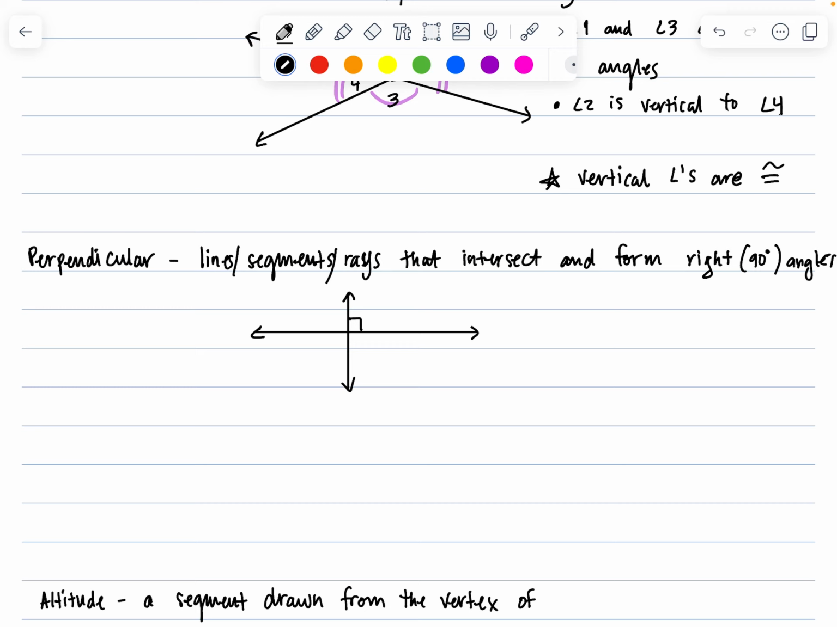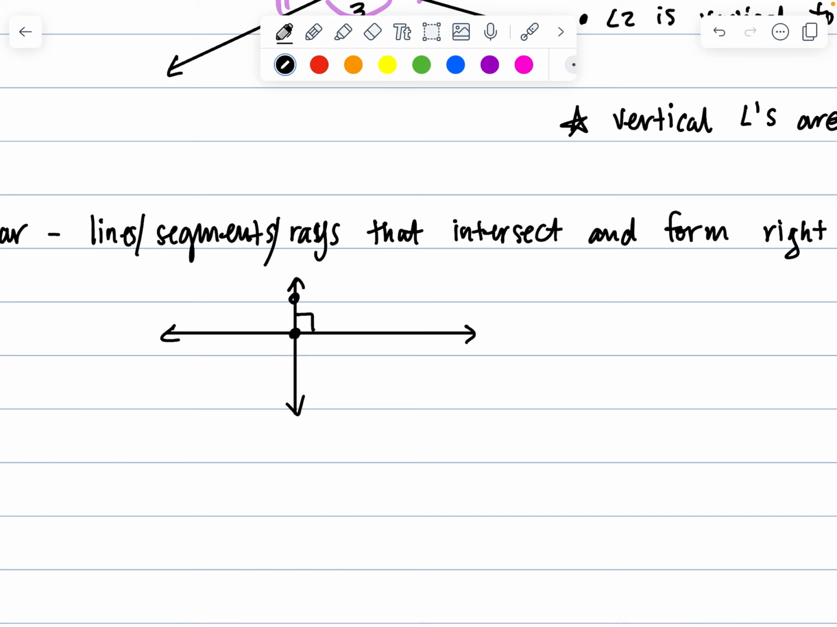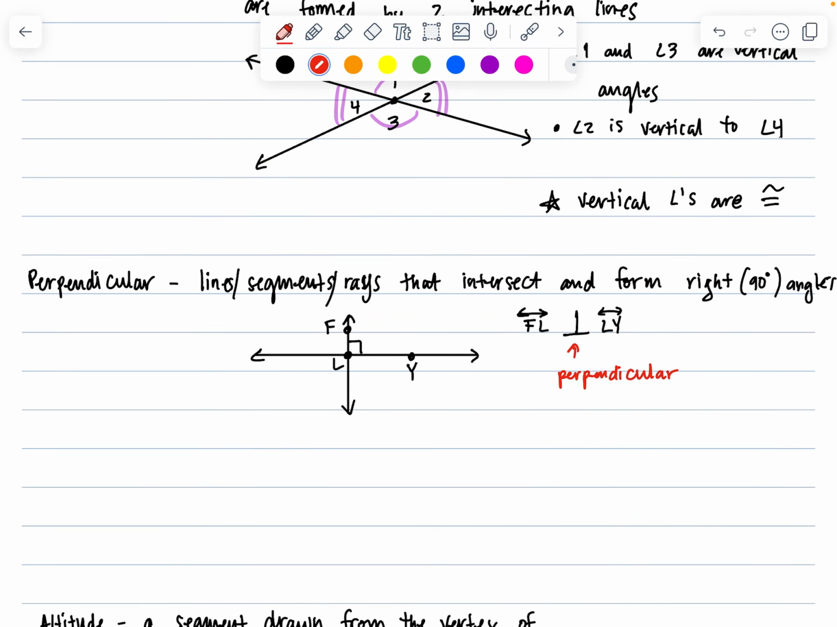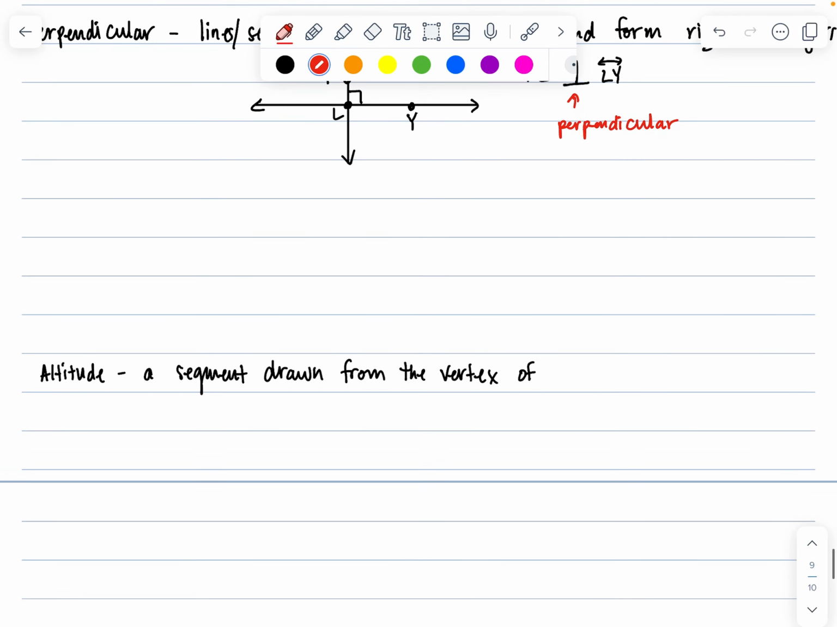Okay, we have a very specific symbol for this as well. So for instance, if I put this here and I put FLY, okay, we could say then that FL, I'm going to draw a line, make this a line, FL, and this is the new symbol, is perpendicular, it looks like an upside down capital T, to LY. So this symbol here means perpendicular. So we have a new symbol as well. Okay? All right. Altitude.